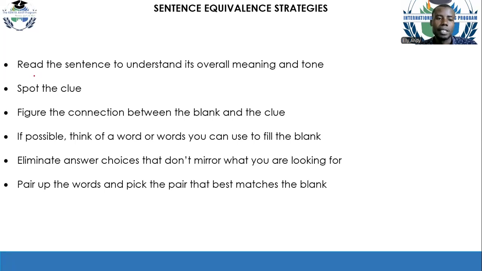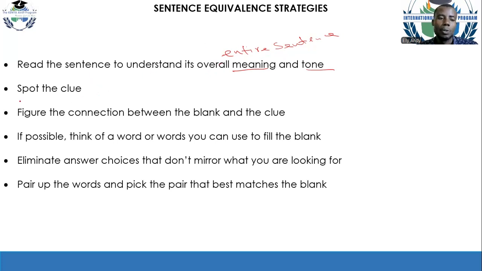One of the first things to do when you want to tackle a sentence equivalence question is to read the entire sentence to get its meaning and tone. So don't read up to the blank and stop there and start figuring out the answer you need to pick, but read the entire sentence. That is the only way you'll get to understand the meaning of the sentence, and the meaning will guide you in picking the right answer.